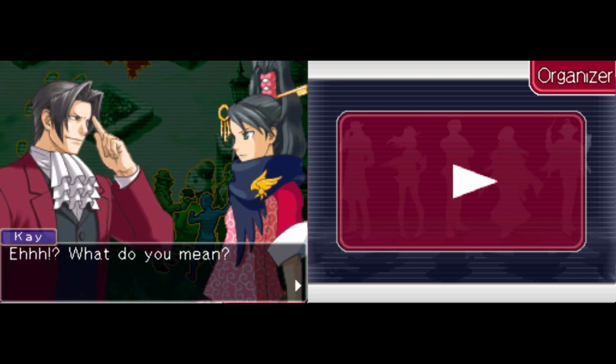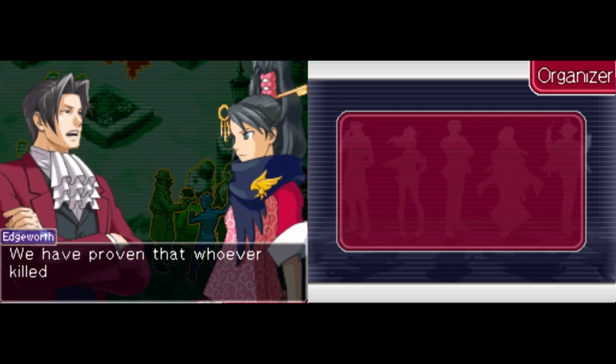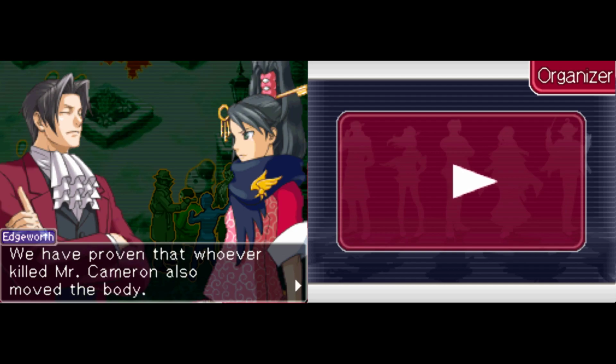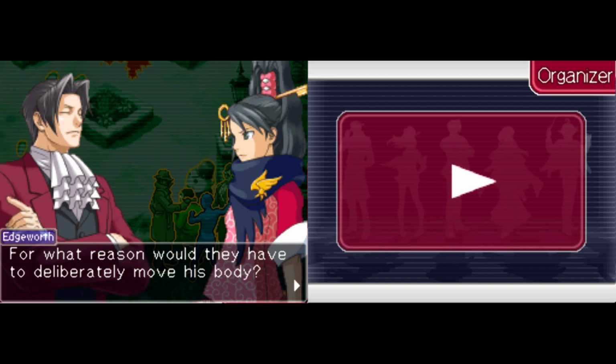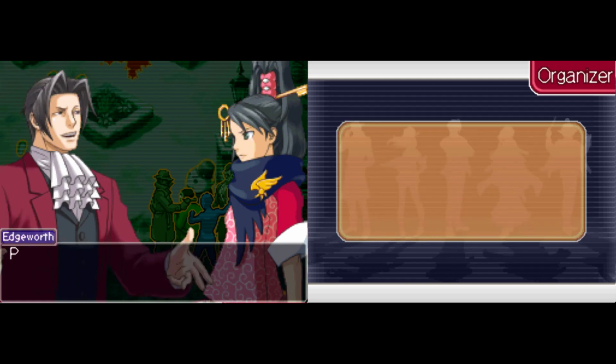Huh? What do you mean? We have proven that whoever killed Mr. Cameron also moved the body. For what reason would they have to deliberately move his body?